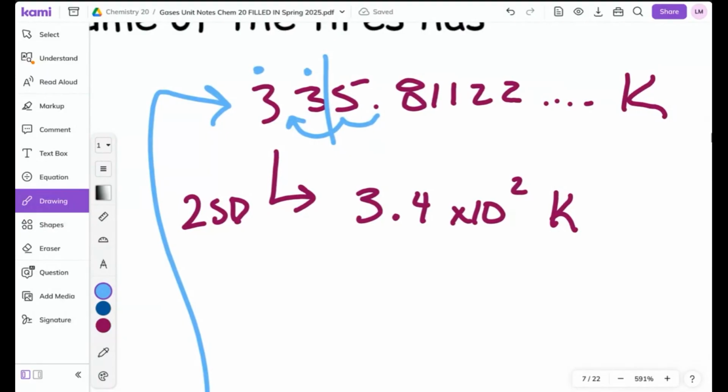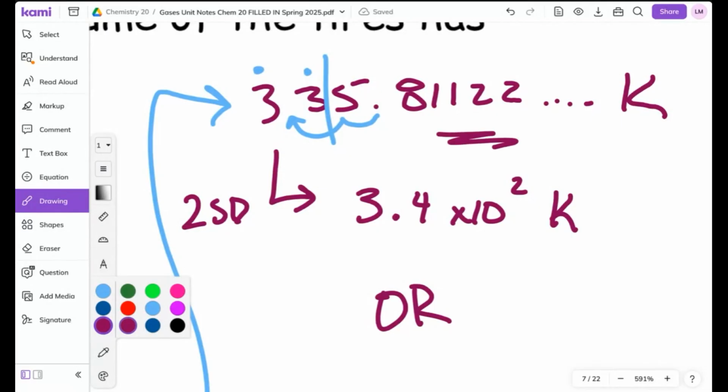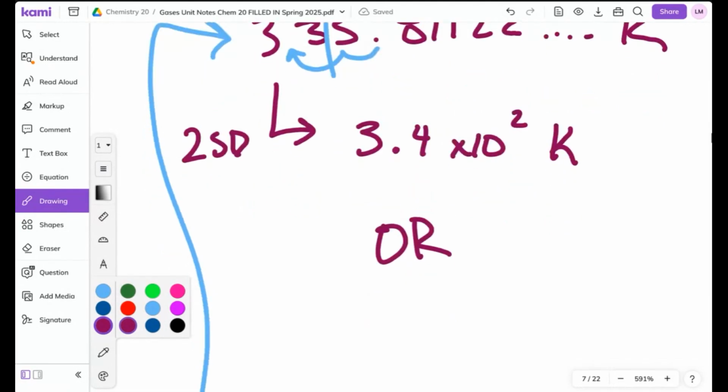Now, if you really wanted to put this in degrees Celsius, you could. And if you wanted to try that out for yourself, you can. All you need to do is just subtract 273.15 from your original number and then round off to sig digs. Okay, and that would give you 63 degrees Celsius.